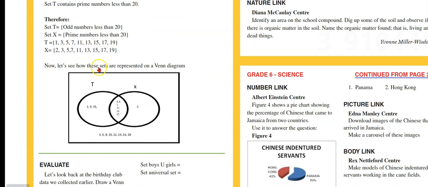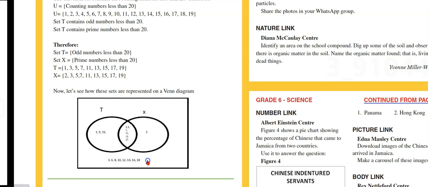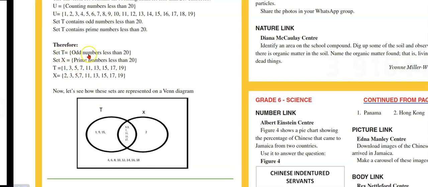Now, let's see how these sets are represented on a Venn diagram. So we have set T and set X. Here we have set T, odd numbers less than 20. So we have 1, 9, and 15. Cool. So the 15 is represented here. Then the other set would be even numbers less than 20.